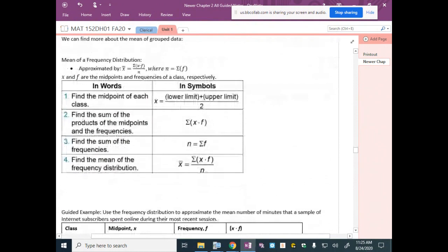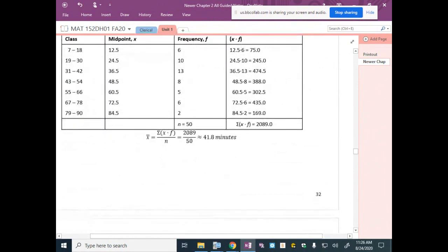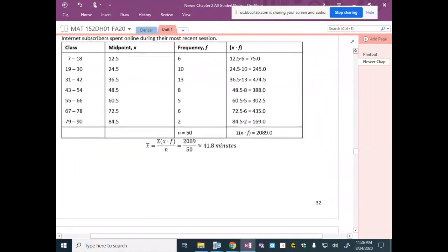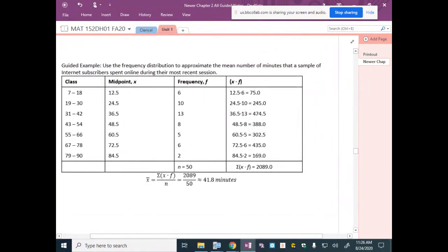Finding the mean of grouped data, basically you can approximate it by finding midpoints. I'm going to tell you this, you're not going to be doing any of this on my lab or anything, because this is just approximation. So what happens here is for each class, you find the midpoint and the frequency, multiply the midpoint and the frequency, add all that together, and divide by the total frequency.